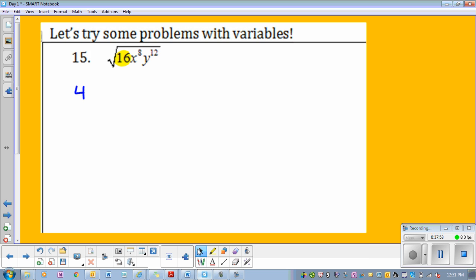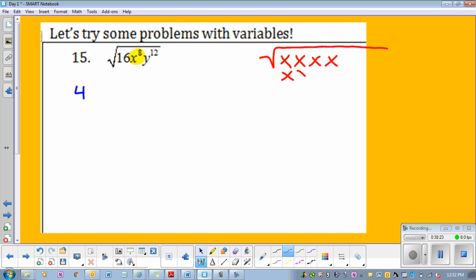So now let's look at the x's. How many x's are inside? 8. What is your root here? 2. Okay. So I'm going to show you 2 different ways here because I think some of you guys will see the shortcut way a little bit better. So I'll write it all out. Square root, you have 8 x's inside. How many do you need in the group to come out? 2.